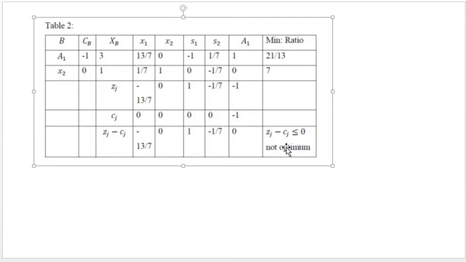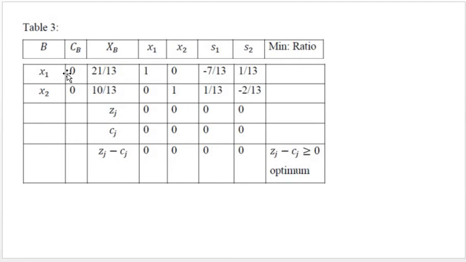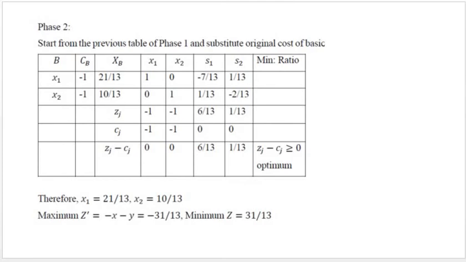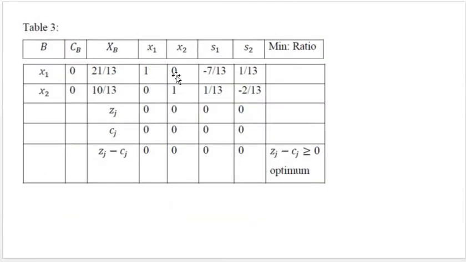Here Zj minus Cj is not greater or equal to 0, so again we need to apply the algorithm, construct the next simplex table. Here the departing variable is a1 and x1 is the entering variable, again apply the algorithm. Here now Zj minus Cj are all greater or equal to 0, so the solution is optimal. Therefore consider the final simplex table in order to get the optimal solution of the given LPP.